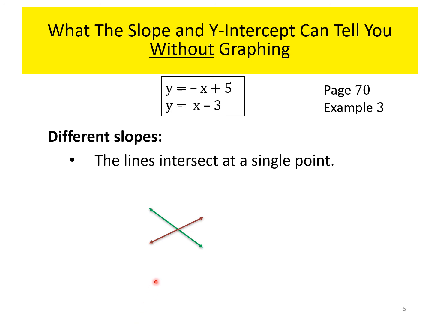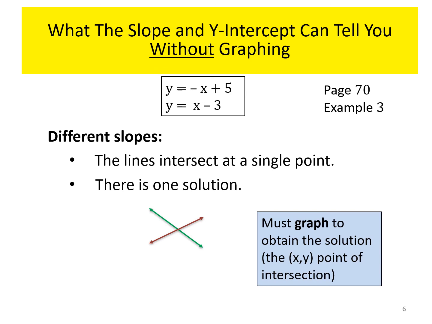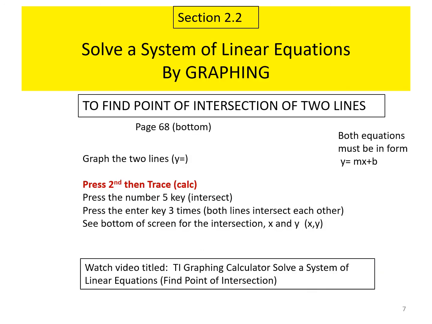And what we're going to do is after you graph this, you're going to go further with graphing and using your calculator, and you're going to be able to find that one point of intersection, that one solution. You must graph to find that solution, that point of intersection. We talked about one of the possible solutions is to graph the two equations, see that they cross at one point of intersection, and then use a method to find that point of intersection.